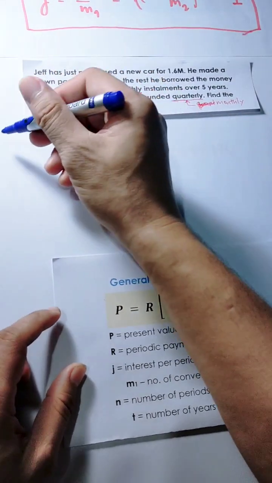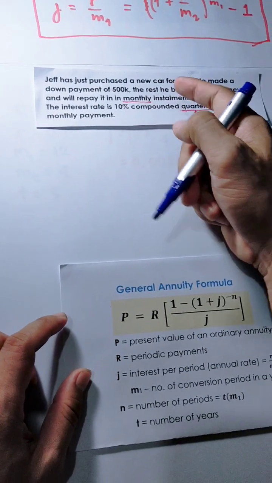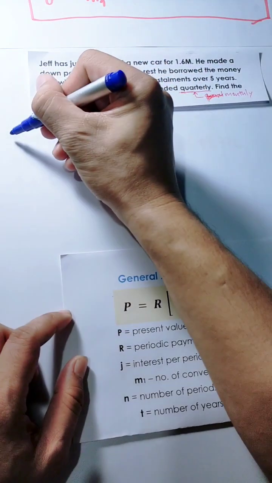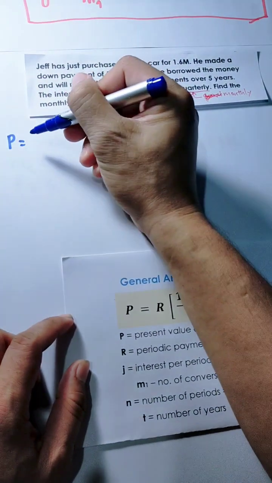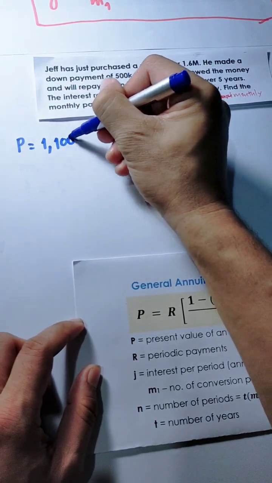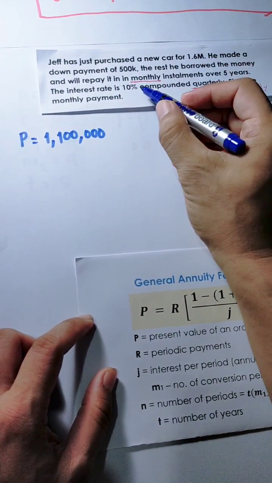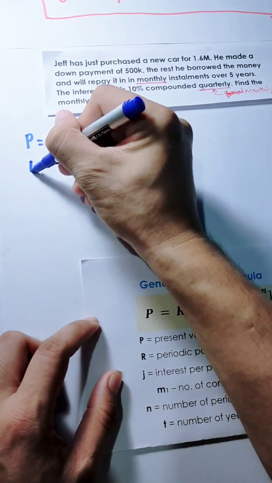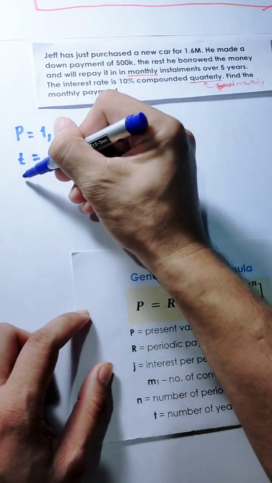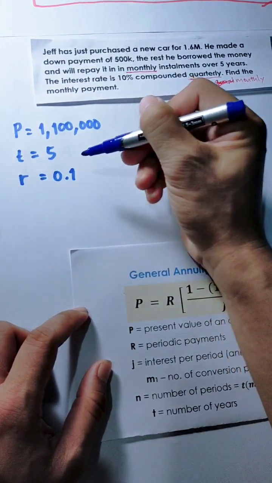values here. We have 1.6 million with a down payment of 500. So from 1.6 million, that's already 1.1 million. And that will be our present value, the total present value, which is 1.1 million or 1,100,000 for our P. And then what else? We have T is equal to 5 years. And then the interest rate, this is the original interest rate, which is 0.1, which is 10%.